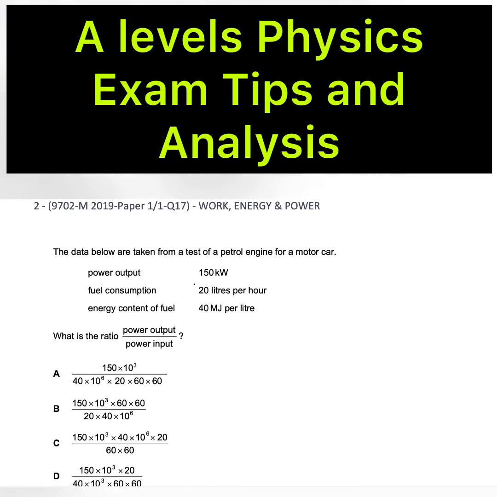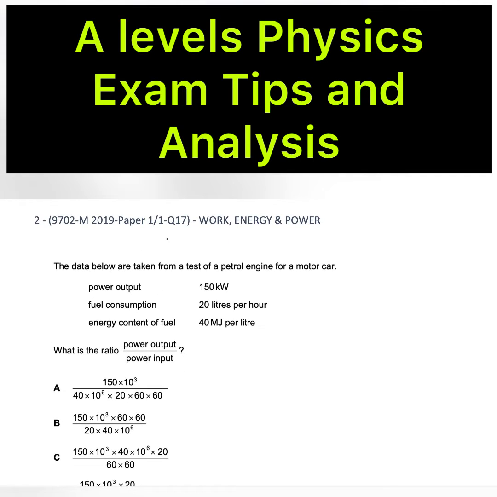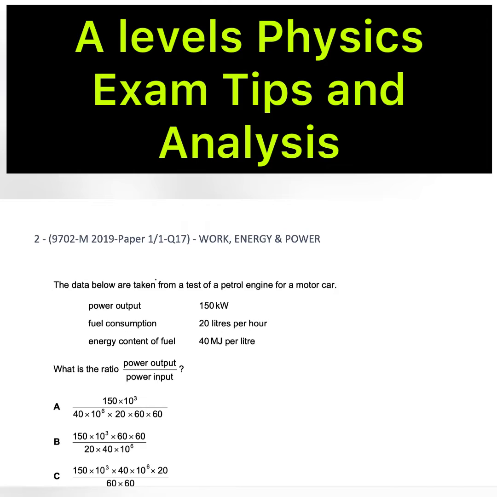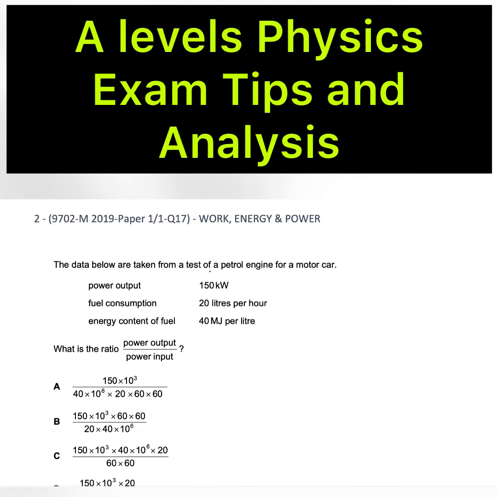Okay, the next question. This is related to work, energy, and power. The data below is taken from the test of a petrol engine for a motor car. The output is given. The fuel consumption is 20 liters per hour, and the energy content of the fuel is 40 megajoule per liter. You need to find the ratio of output to input, P out over P in.